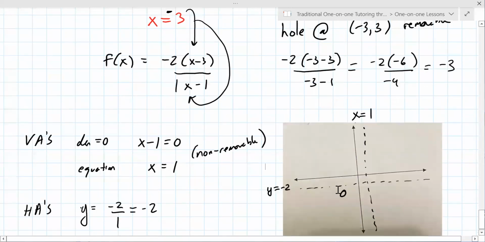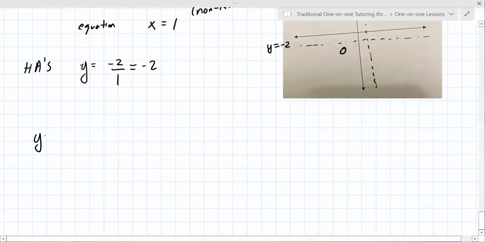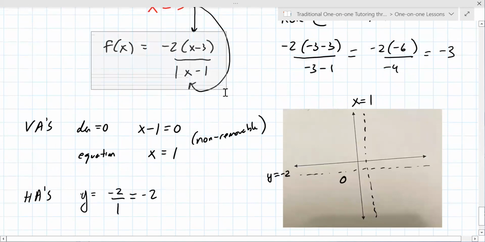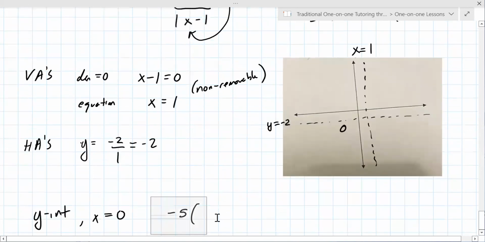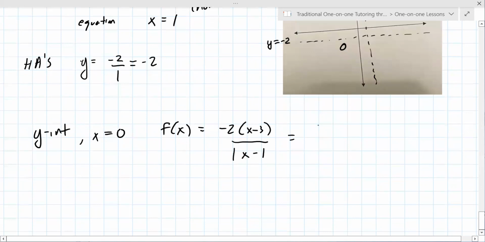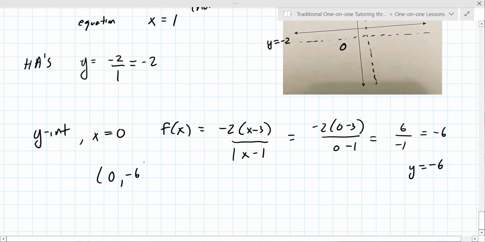All right, now we move on to my preferences, y-intercepts and x-intercepts. These are both ordered pairs. So y-intercepts are when x equals 0, and you're going to use that reduced form. Let me just grab the function again. So you're putting 0 in for x. So it's -2, 0 -3 over 0 -1. So that becomes 6 over -1 or -6. So when x is 0, y is -6. That's an ordered pair, 0, -6.